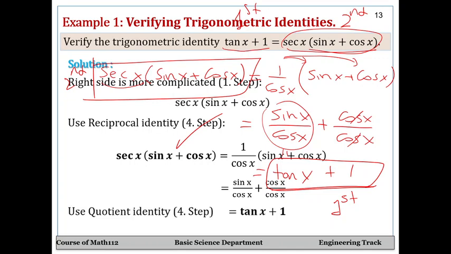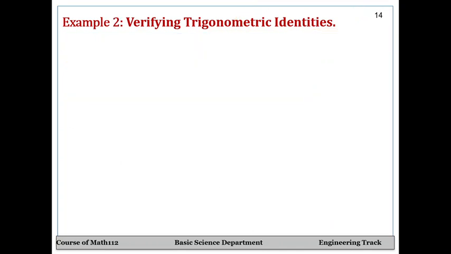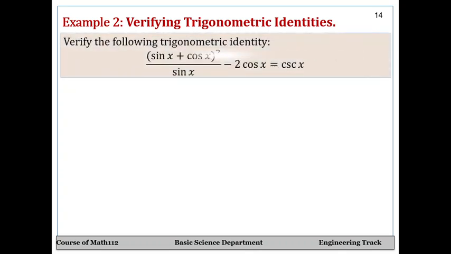So the verification is done. This is exactly what I'm saying. Now verify the following trigonometric identity. We start with the complicated one, the more crowded part. This looks like the more crowded part, and we want to get here. Let's start.